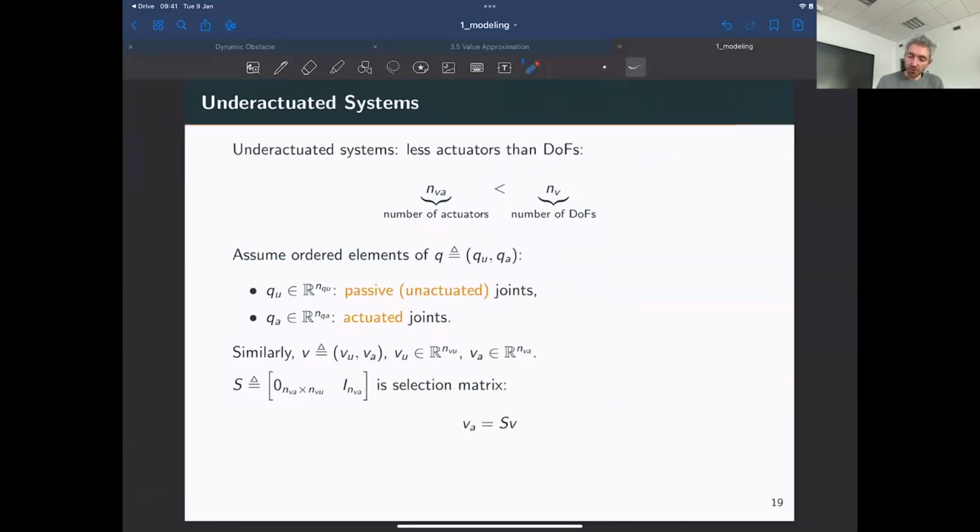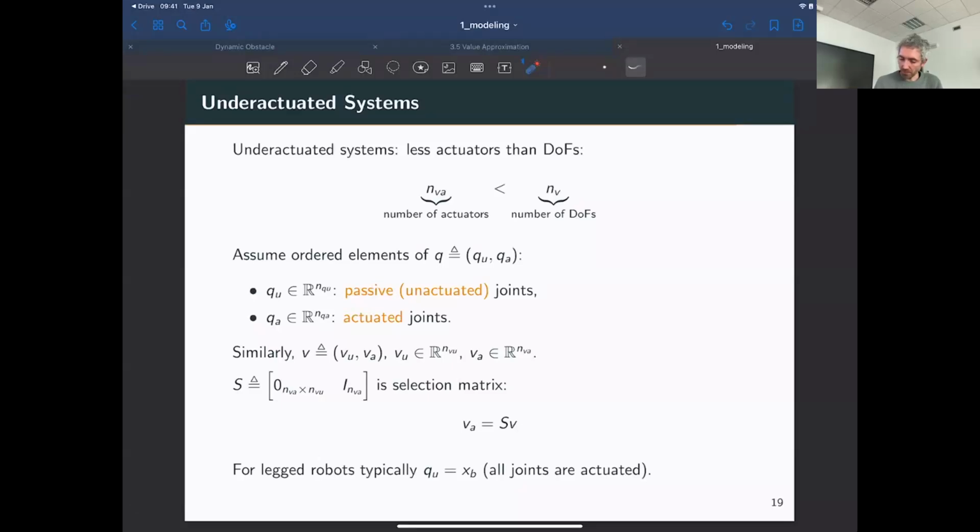And then we can introduce a selection matrix, which we are going to call S. It's a very simple matrix which contains only zeros and the identity matrix inside. And this is the matrix that, given the vector of the robot velocities, V, selects the actuated part, VA. The reason why we need this matrix is to model the dynamics. So we're going to see it in a moment.